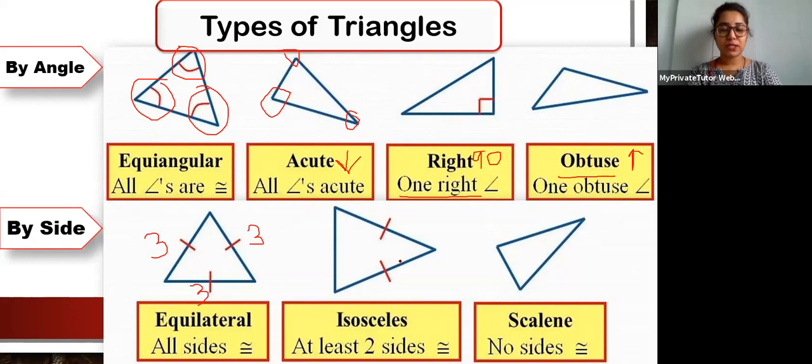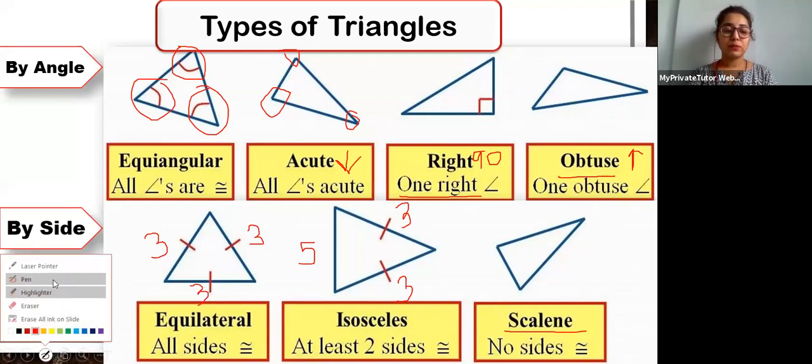If we talk about an isosceles triangle, at least 2 sides are congruent. Now, if this is 3, this should also be 3, but this shouldn't be 3. Let's consider this to be 5. And what is a scalene triangle? A scalene triangle means a triangle which does not have any of the sides as equal. This is the scalene triangle.